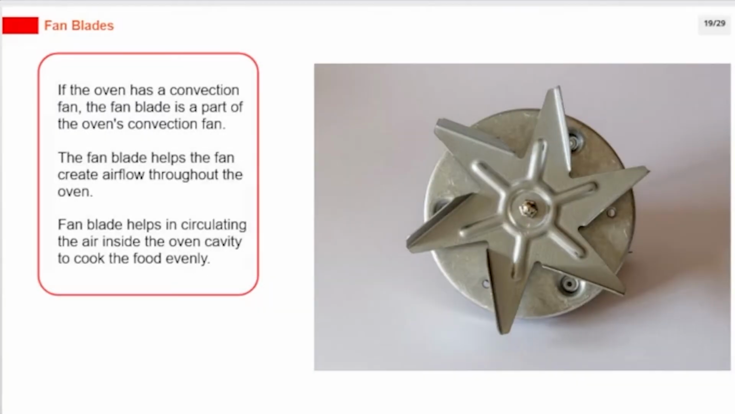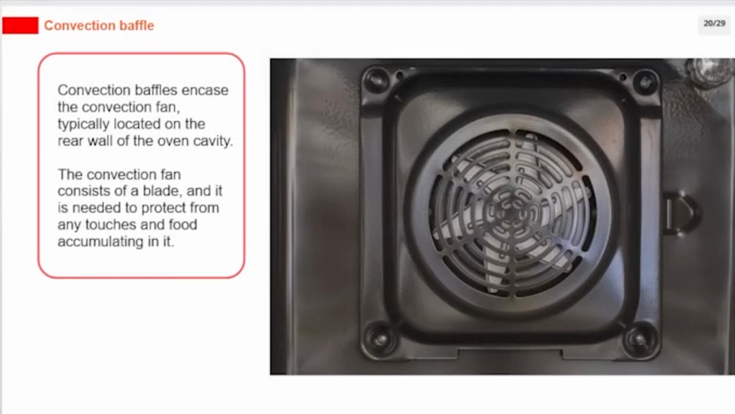If the oven has a convection fan, the fan blade is a part of the oven's convection fan. The fan blade helps the fan create airflow throughout the oven. Fan blade helps in circulating the air inside the oven cavity to cook the food evenly. Convection baffles encase the convection fan, typically located on the rear wall of the oven cavity. The convection fan consists of a blade, and it is needed to protect from any touches and food accumulating in it.